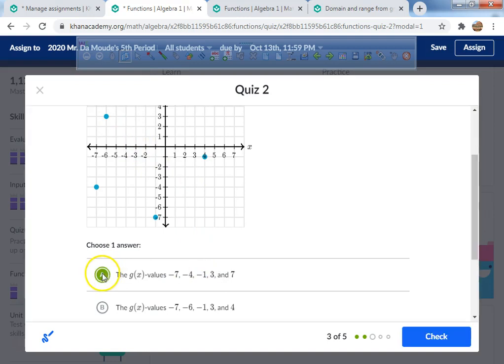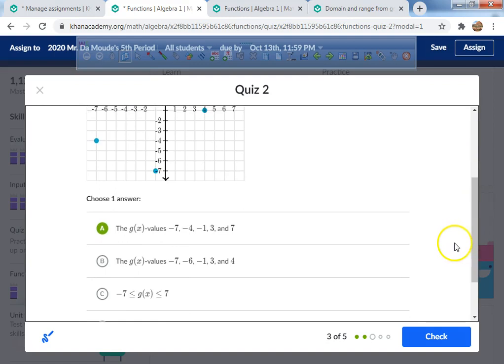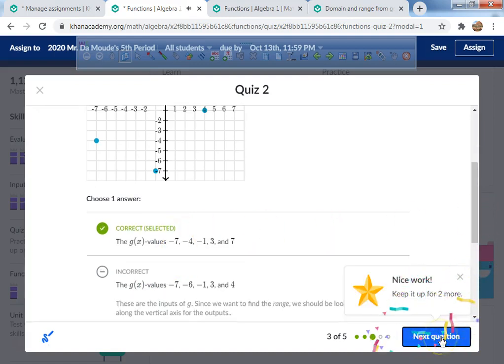Yeah, looks like the g of x values. Those are all my y values. It goes from a -7 all the way to a +7. Now, this is what you would use if it was discrete, but this isn't discrete. I'm sorry. Let me say that again. This is what you would use if it was continuous. This is a discrete function. My apologies. Discrete means dot or ordered pairs.